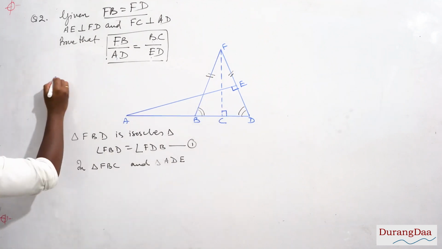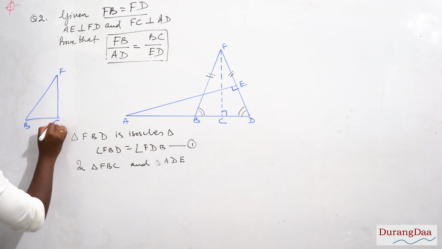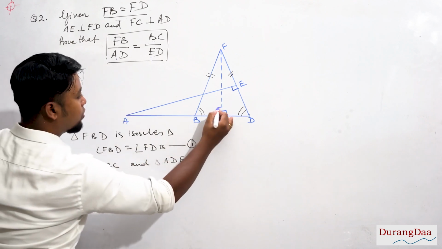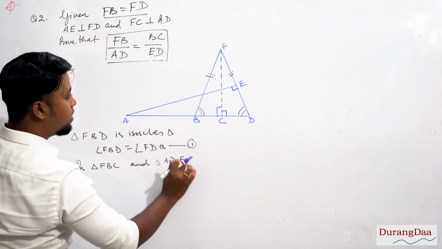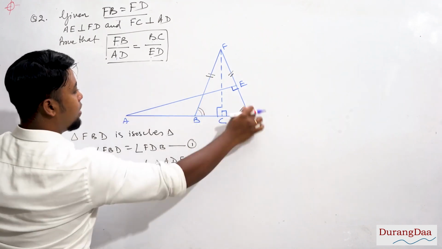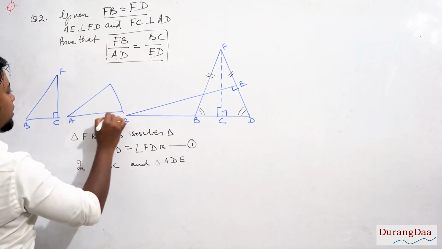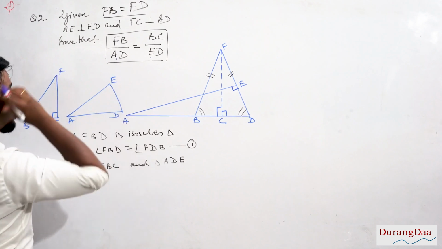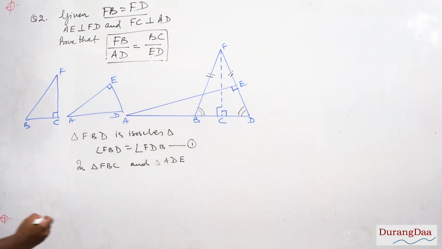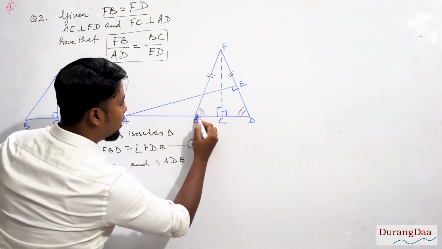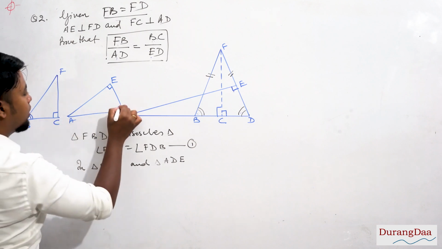I'm drawing it here. This is your FBC. If this is 90, this also should be 90 degrees here. The second triangle ADE, let me draw it here. This is ADE, and we have 90 degrees here at point E. Now these two angles are equal, angle B and angle D. So let me mark it: angle B equals angle D.